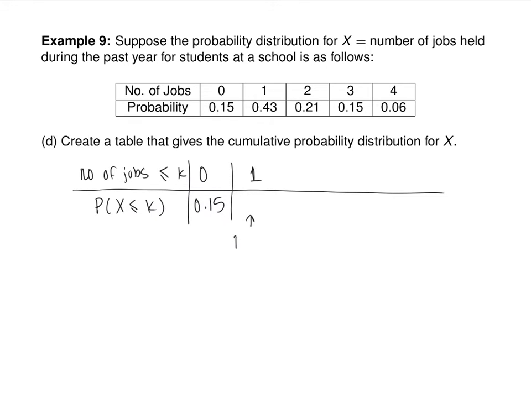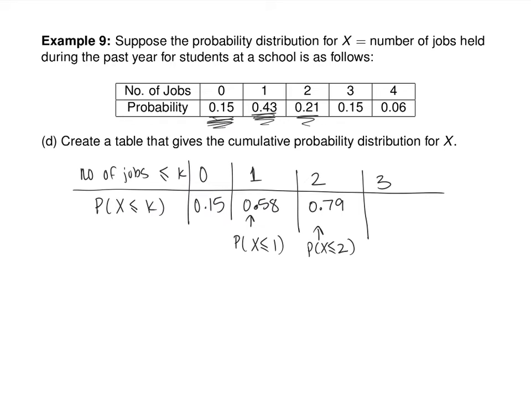This next one is the probability of x being less than or equal to 1. So 1 job or less, which is found by taking this probability plus this one, and gives us 0.58. This next one, probability that x is less than or equal to 2. Well, that's this one, and this one. So you take your answer for your 1 and add on 0.21, which gives you 0.79. And then 3, well, probability that x is less than or equal to 3, now you add on this one, so you accumulate it, 0.94, and finally, this last one will be 1.